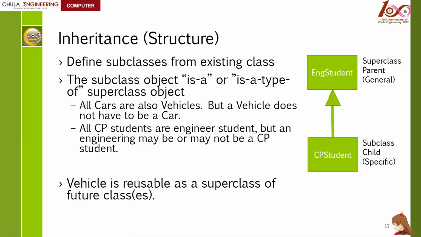Alright? So, now from this example, we got a superclass, which is a vehicle. And we can then reuse this superclass, alright, as a superclass of all other classes that share this particular common code with vehicle. Alright? So that's inheritance. Okay? And in the next video, we'll be looking at polymorphism. Okay?